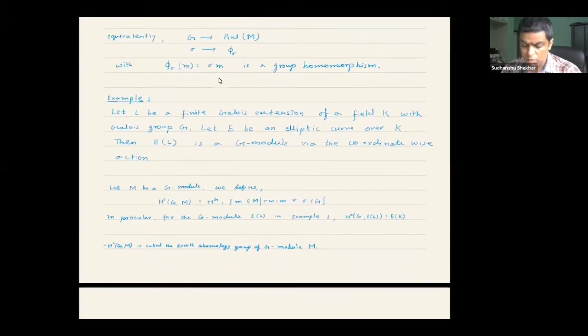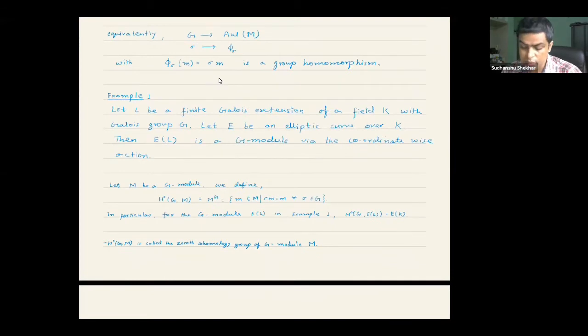So the example which we are interested in in these lectures is coming from elliptic curves. Let L be a finite Galois extension of a field K, and G be its Galois group. So G is the Galois group of L over K. Let E be an elliptic curve over K. Then E(L) is a G-module via the coordinate-wise action. So this is an example which we will be looking at throughout these lectures.